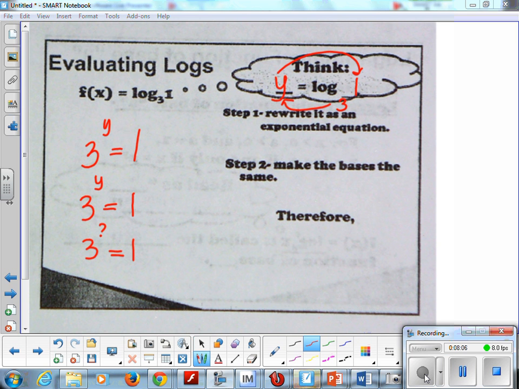3 to the power of 1 is 3. 3 to the power of 3 is 27. How about 3 to the power of 0? Is that true? 3 to the power of 0 is 1. So y is actually equal to 0.